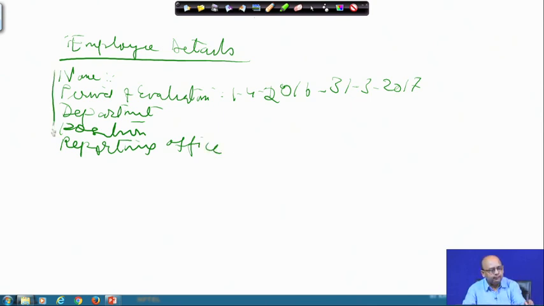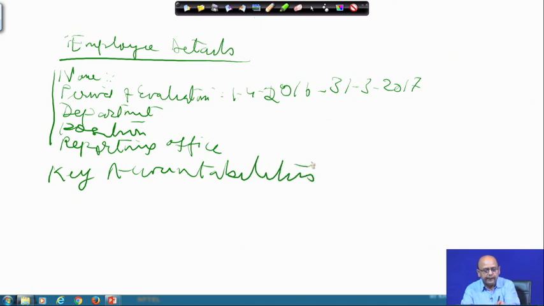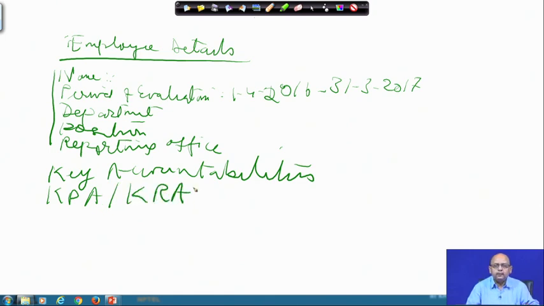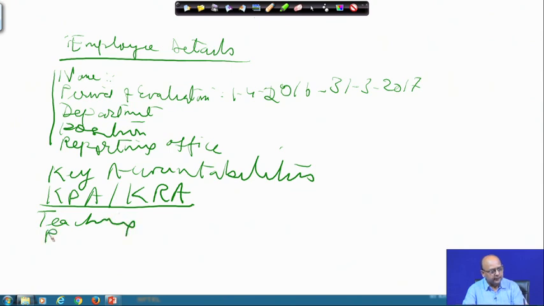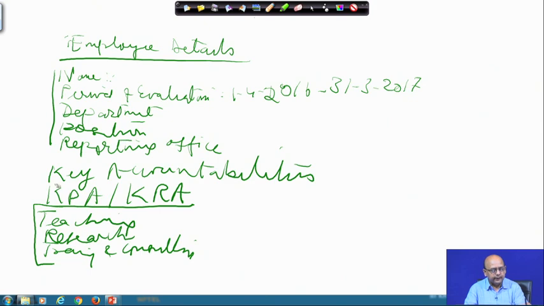Then at the next stage what you are going to get is his key accountabilities, and here you are going to write basically the KPAs or KRAs. Suppose you are taking the case of faculty, then you are going to write teaching, research, training and consulting. So, these are the key accountability areas that you are writing.